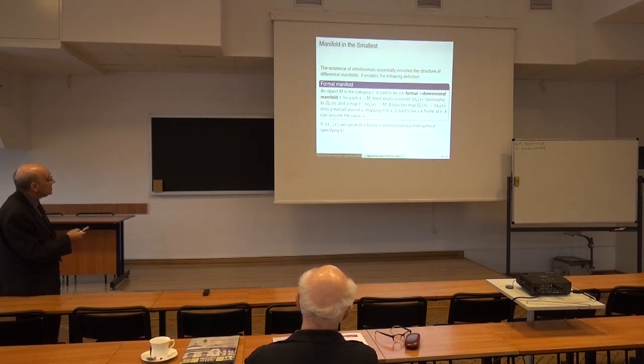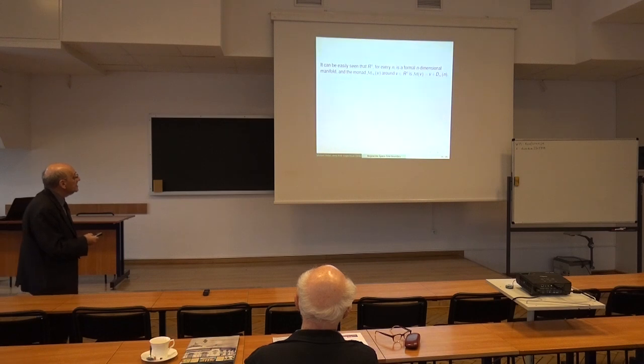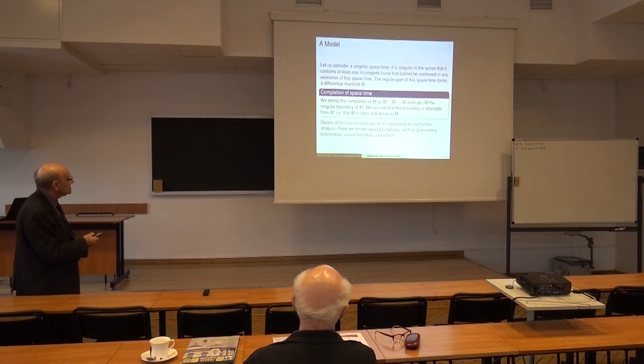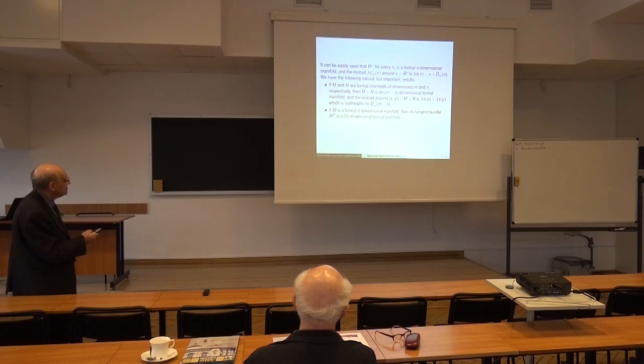And so we should think about formal manifold as usual manifold, but with the proviso that charts of local maps, domains of local charts are monads. It can be easily seen that Rn for every n is a formal n-dimensional manifold. Okay, if M and N are formal manifolds, then the product is a formal manifold. And if M is a formal n-dimensional manifold, the tangent bundle, which in differential geometry is simply a set of functions from D to M, is a 2n-dimensional formal manifold.